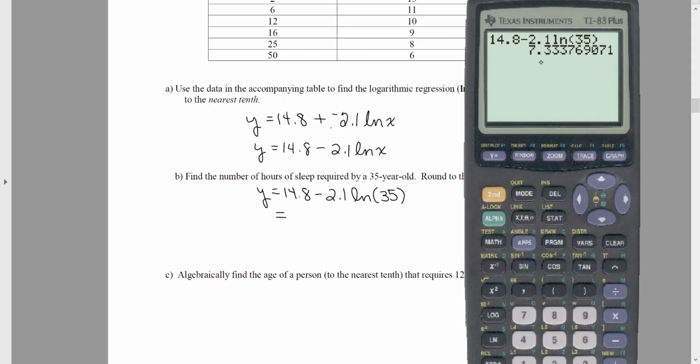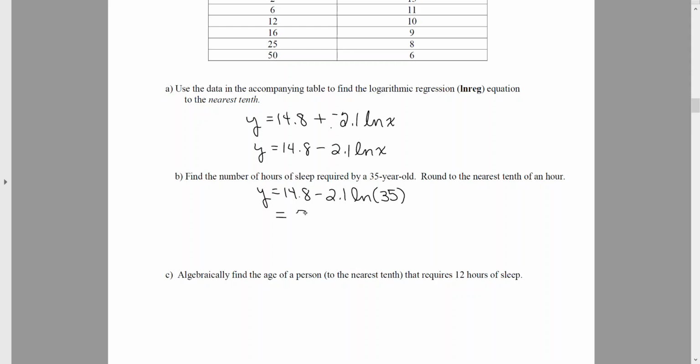So they wanted to round to the nearest tenth. So we look at the hundredths place to determine whether we have to round up, and in this case we don't. So it's 7.3. And then the unit label on this is going to be number of hours, or 7.3 hours of sleep.